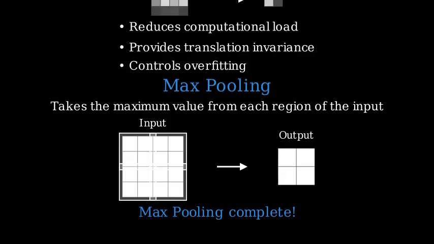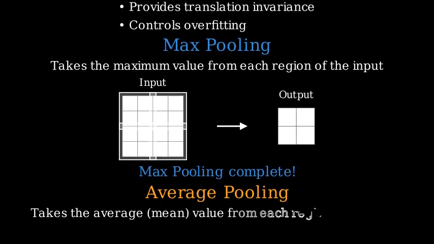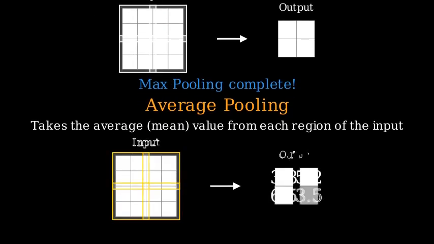Now, let's look at average pooling. In average pooling, instead of taking the maximum value, we compute the average, the mean, of all the values in each pooling region. This provides a smoother downsampling as it takes all values into account. Let's use the same 4x4 input and 2x2 pooling regions to see how average pooling differs from max pooling. Let's go through the average pooling process step by step, just like we did with max pooling.